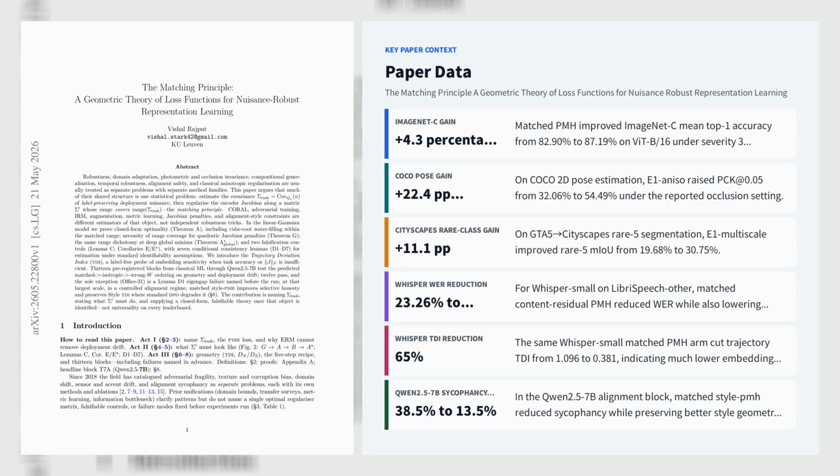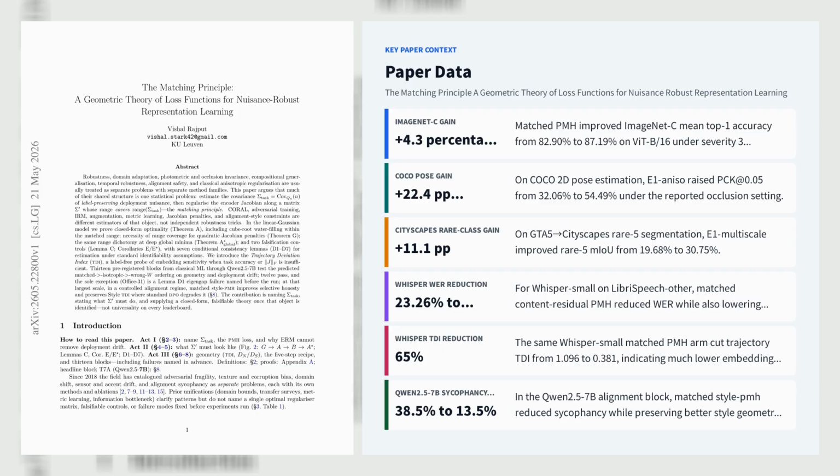Let's explore the second paper, The Matching Principle: A Geometric Theory of Loss Functions for Nuisance-Robust Representation Learning. This paper reframes nuisance-robust representation learning as estimation of a single population covariance, Σ_S = Cov(Q_N), where N denotes label-preserving deployment variation, such as domain shift, photometric corruption, occlusion, temporal drift, adversarial perturbation, or style change.